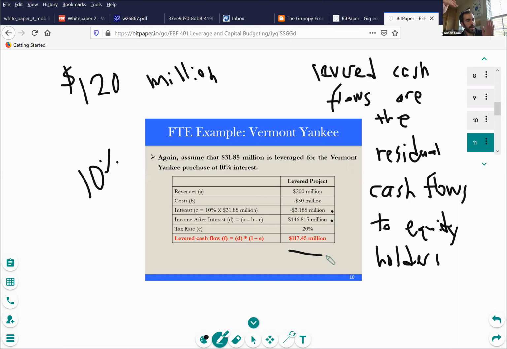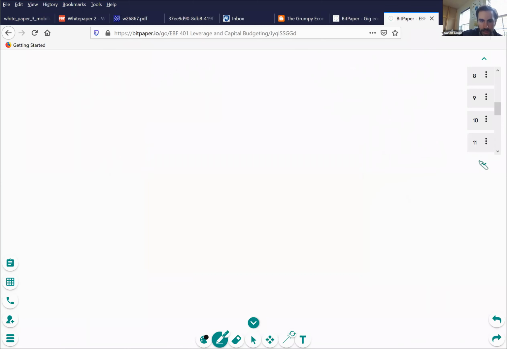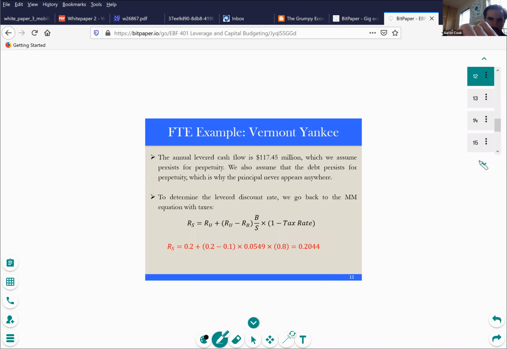It's the cash flows netting out what portion of those cash flows are going to bondholders. So 117.45 was our number. That's the operative number that we'll be working with from now on for this second method. Again, we're going to assume that this persists in perpetuity.